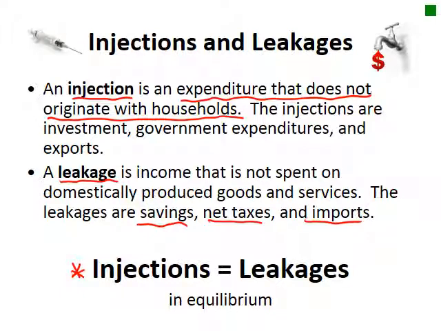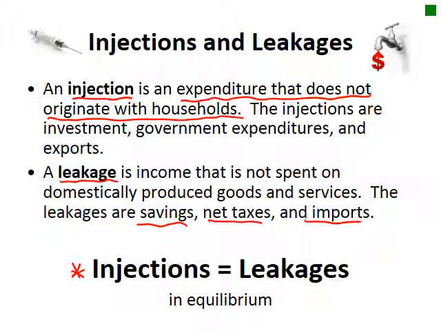Injections and leakages. So we talked about this, but an injection is an expenditure that does not originate with households. The injections are investment, government expenditures, and exports. So this is money that a firm receives from a party who is not households. And who could those parties be? Other firms, being for investment, the government, and exports.